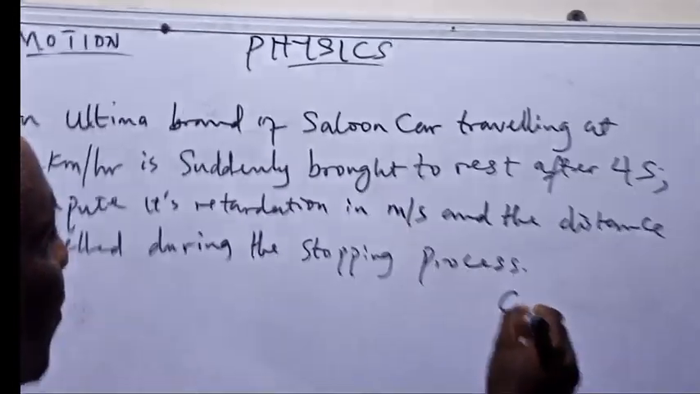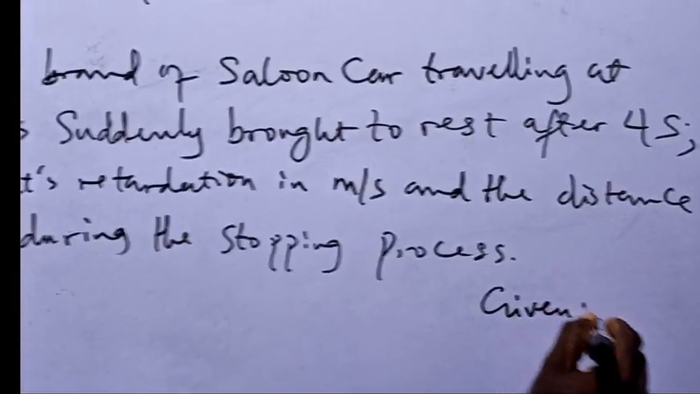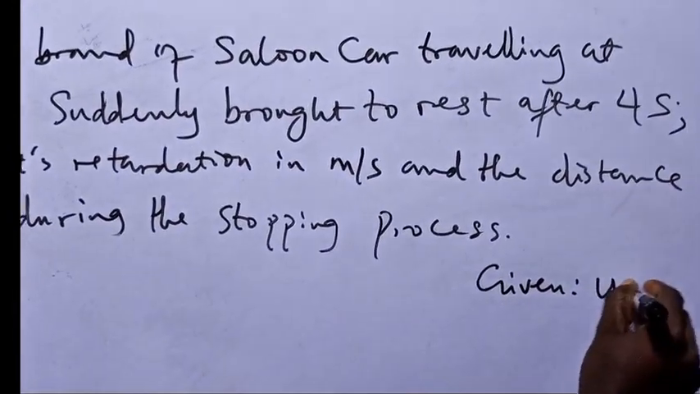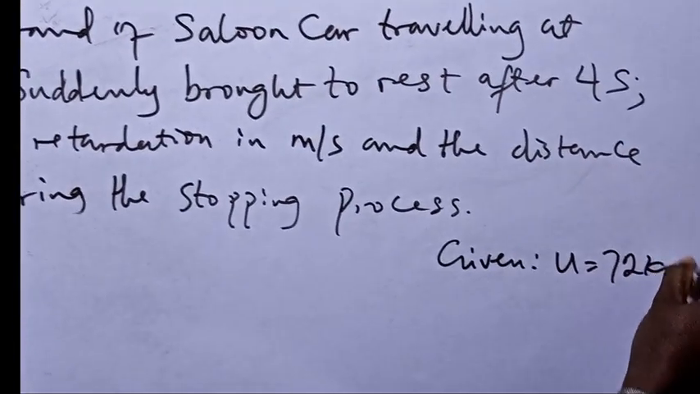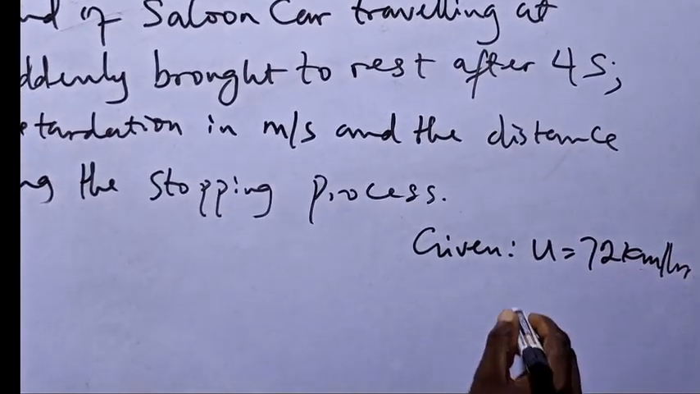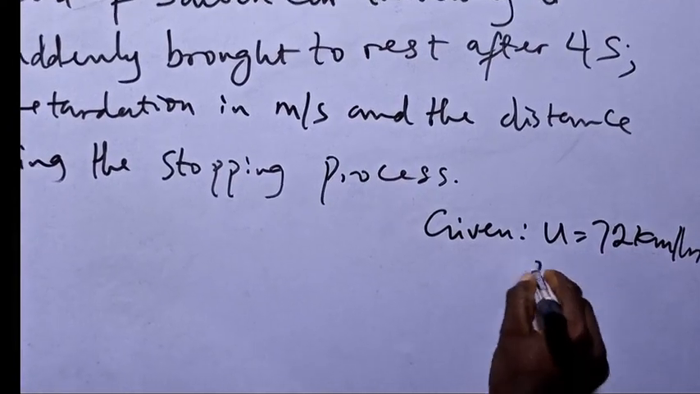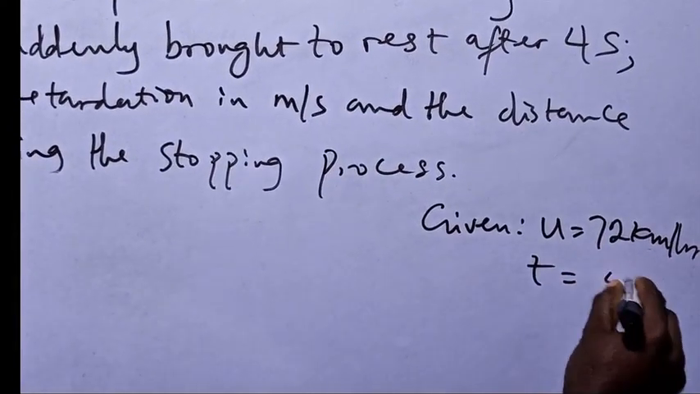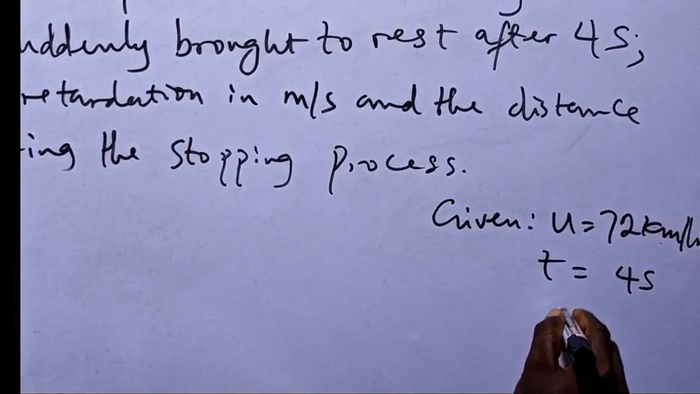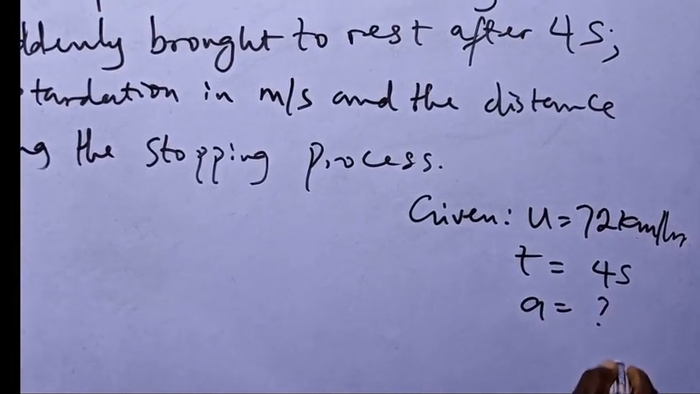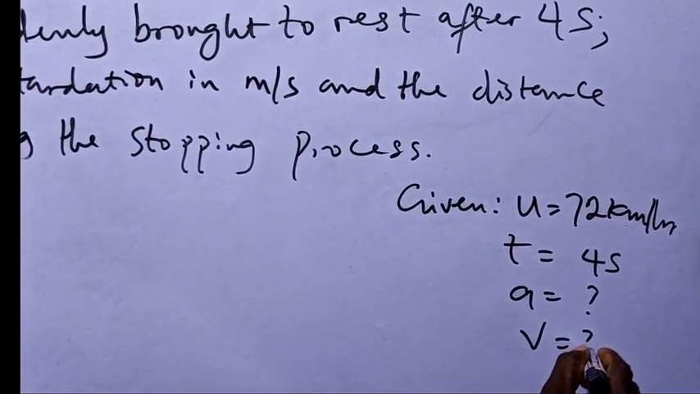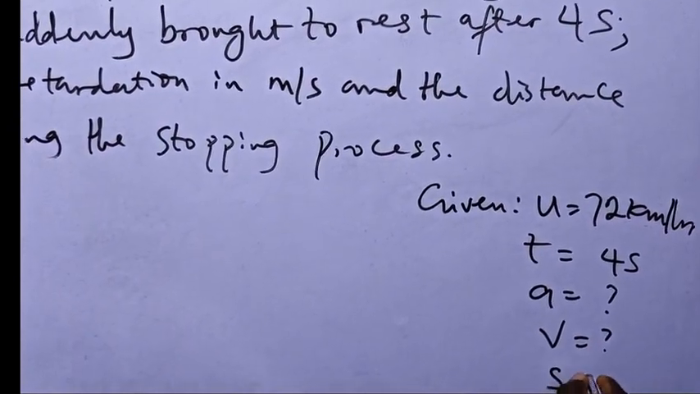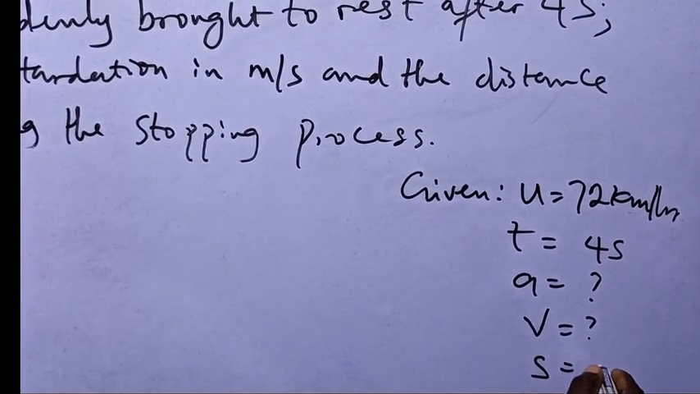Now, here we have given: initial velocity u is 72 kilometer per hour, and time t is 4 seconds. Acceleration is not given. Final velocity is not given. Distance is not given.